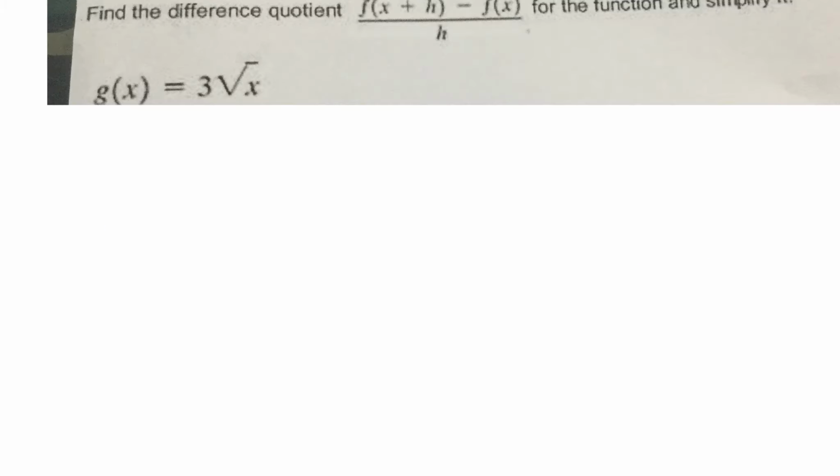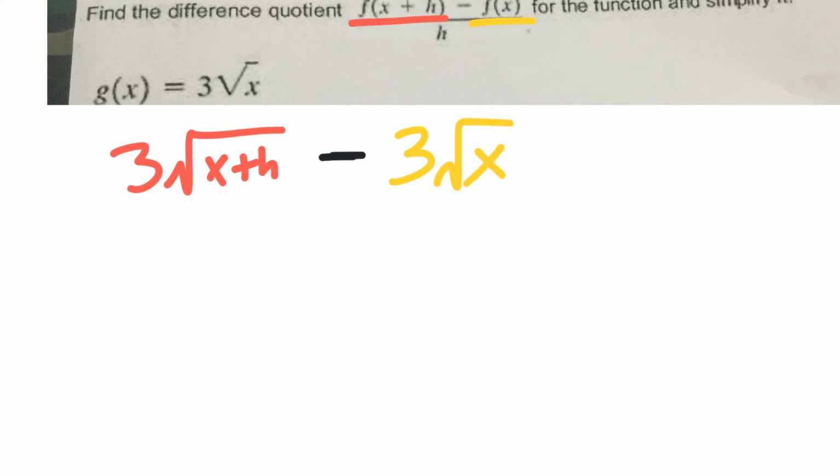Okay, so again, I'm just plugging directly into the difference quotient formula. So first I need to find f of x plus h. So I'm going to substitute in x plus h for x. So that becomes 3 radical x plus h. Then the subtraction comes from the formula. And now I'm just going to subtract f of x, which is 3 radical x. And this is all going to be over h.